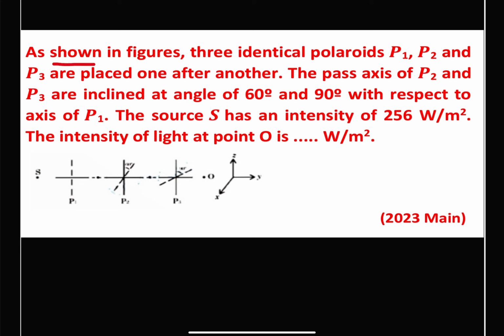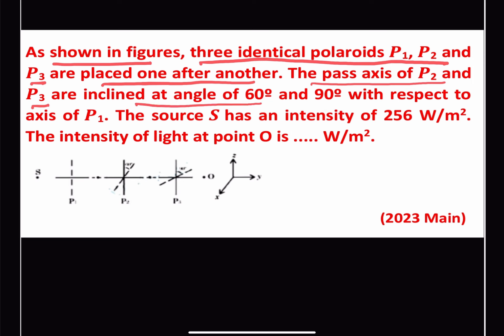As shown in the figure, three identical polaroids P1, P2, P3 are placed one after another. The pass axes of P2 and P3 are inclined at the angle of 60 degree and 90 degree with respect to P1. The source S has an intensity of 256 Weber per meter square. The intensity of light at point O is dash. So here we are given source S, and we need to find out the intensity at this point O.